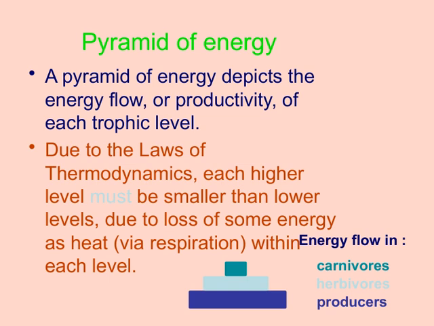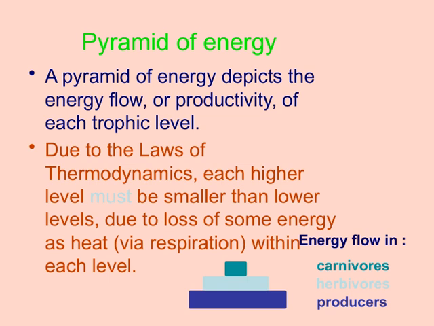As we move up the pyramid, you'll notice that the size of each level gets smaller. This isn't accidental. It's a direct result of the laws of thermodynamics. Basically, at each level, some energy is lost as heat through processes like respiration. So the higher up you go, the less energy is available to support organisms at that level. This explains why there are usually fewer predators or top consumers. They simply receive less energy from the levels below.